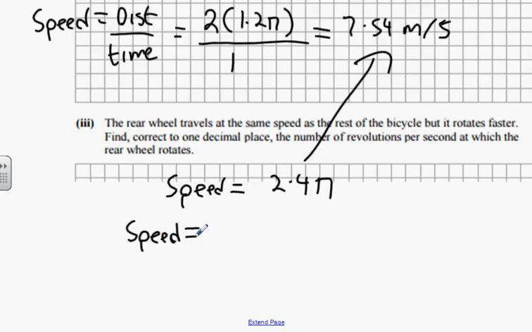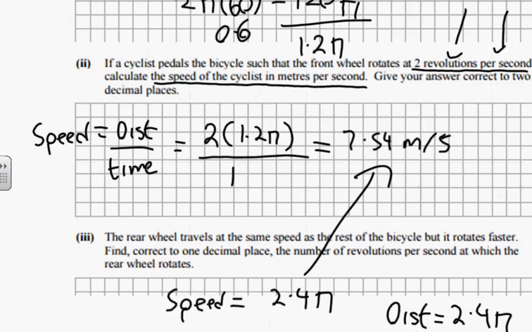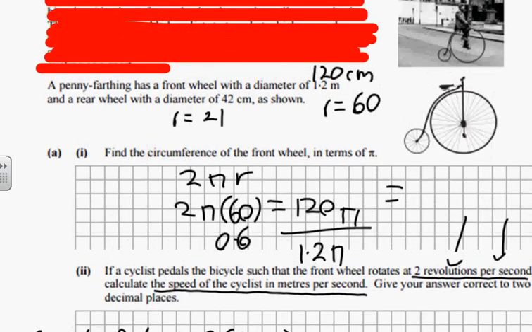So the speed of the rear wheel is equal to distance divided by time. Now, it has to cover the same distance. The rear wheel has to cover a distance of 2.4 pi per second. Would you agree with that? What's the circumference of the smaller wheel though? It has a smaller radius, doesn't it? Yeah, it has.